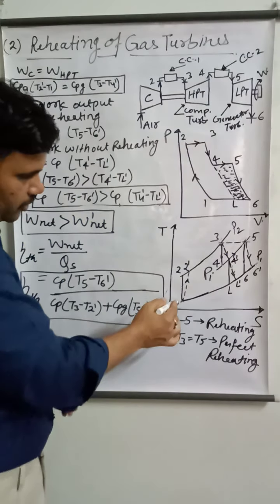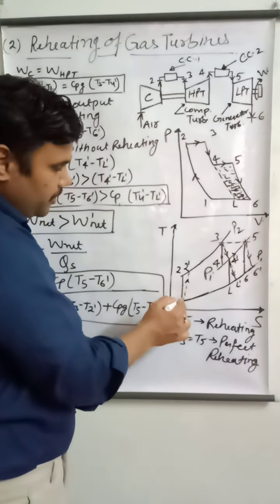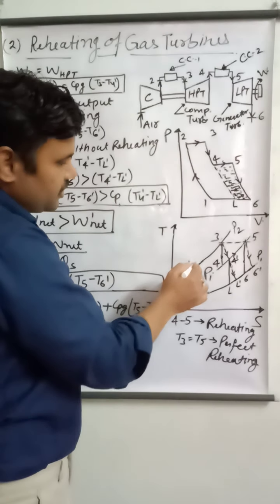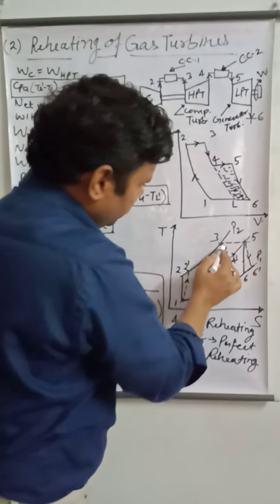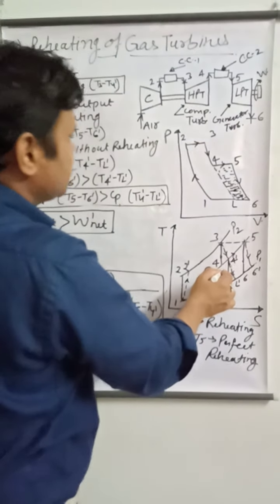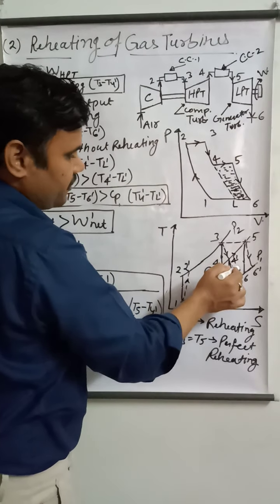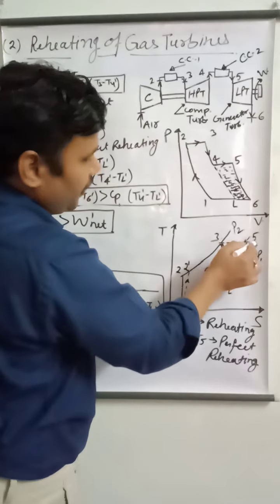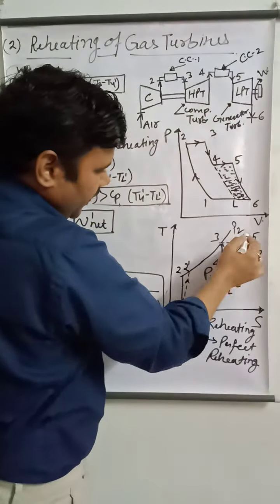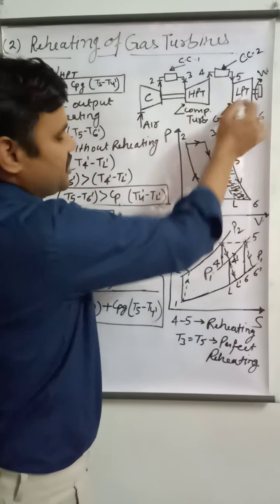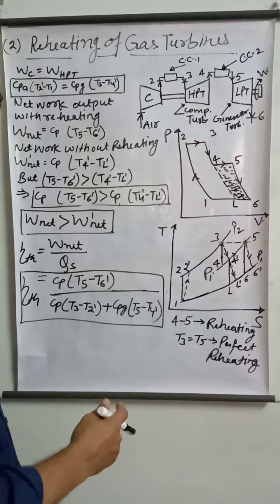On the TS diagram, as already explained, 1 to 2 isentropic, 1 to 2 dash actual, 2 dash to 3 heat addition in combustion chamber 1, and 3 to 4 isentropic expansion in the high pressure turbine, 3 to 4 dash actual expansion in the high pressure turbine, and again 4 dash to 5 reheating in combustion chamber 2, right? And 5 to 6 isentropic expansion in the low pressure turbine, and 5 to 6 dash actual expansion in the low pressure turbine.